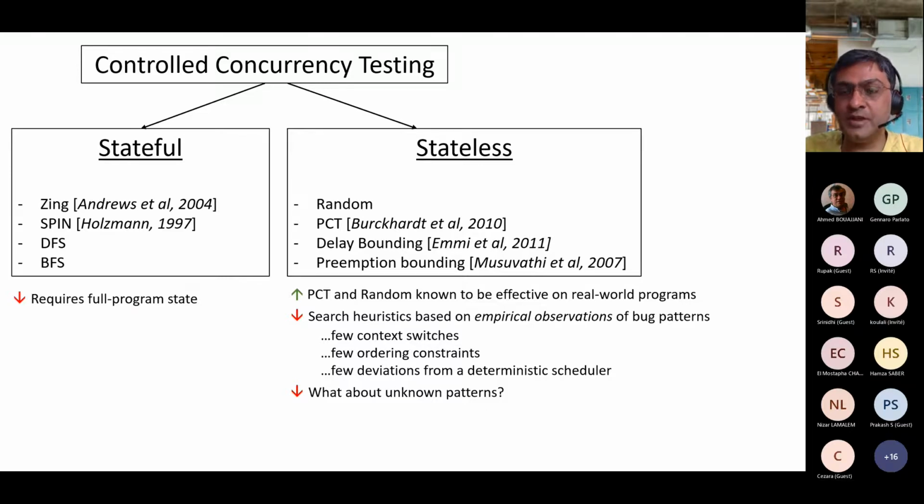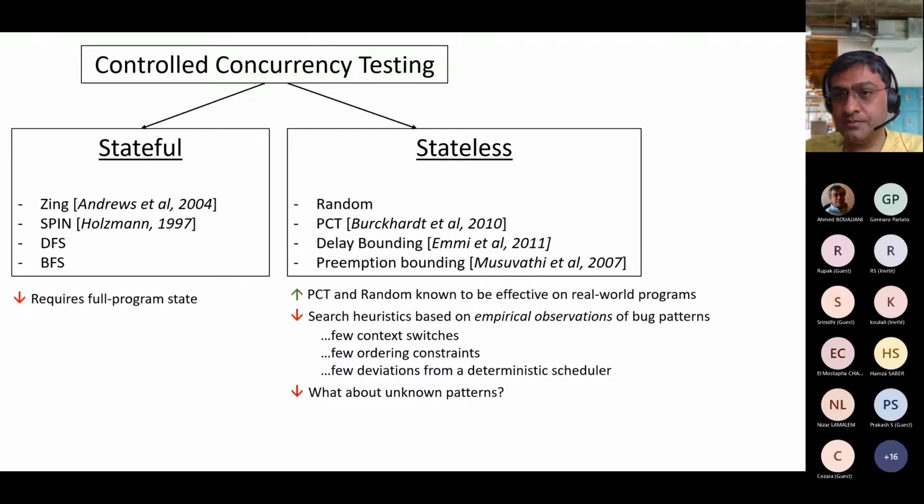So, for example, one of the popular heuristics in this domain is context bounding. What it says is that you can often find your bugs by exploring just a few context switches, right? It's okay not to have too many context switches between threads. Just a few context switches should be able to find your bugs.